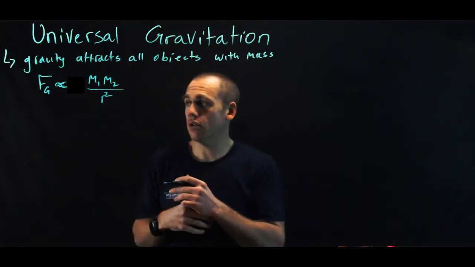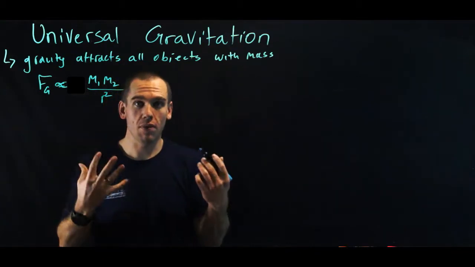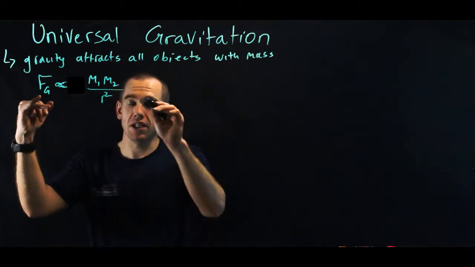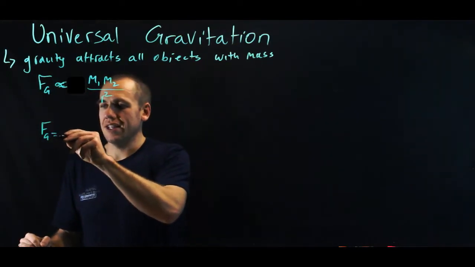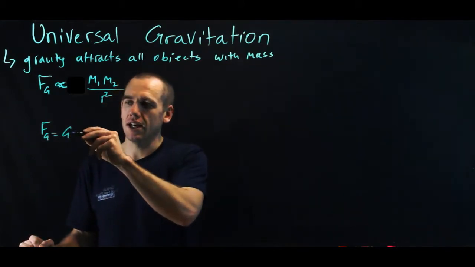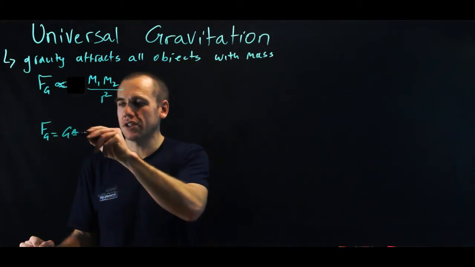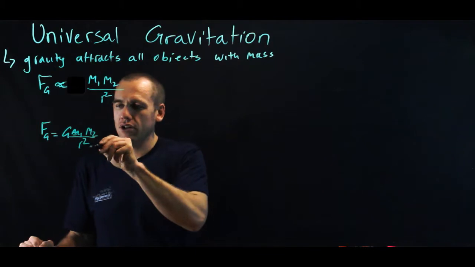And it took 100 or so years before another guy, Henry Cavendish, actually figured out a way to measure the constant that would actually let this be an equality. And he came up with the force due to gravity is equal to the constant G, and that's an uppercase G, not lowercase g. It's not the acceleration due to gravity. This is the universal gravitational constant, times m1 times m2 divided by r squared.